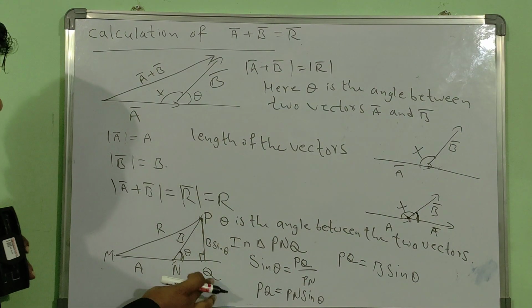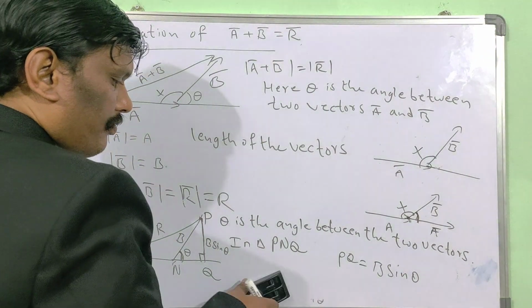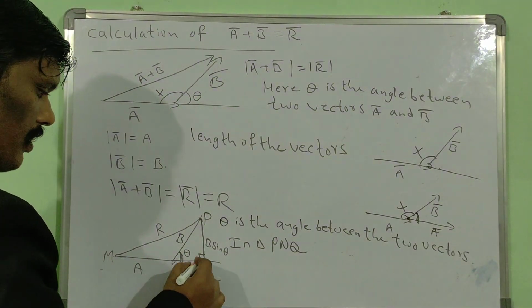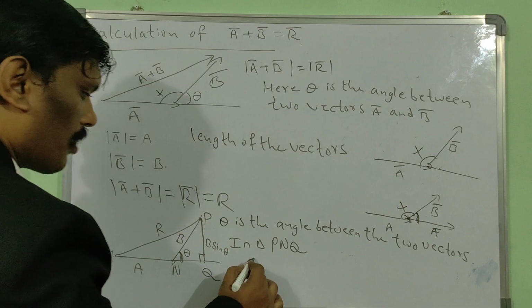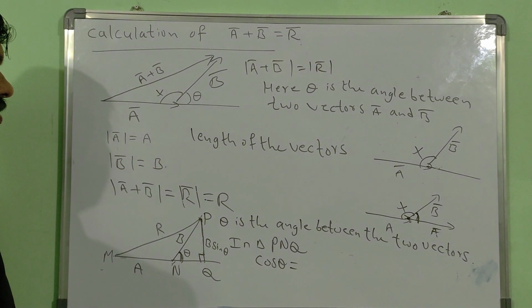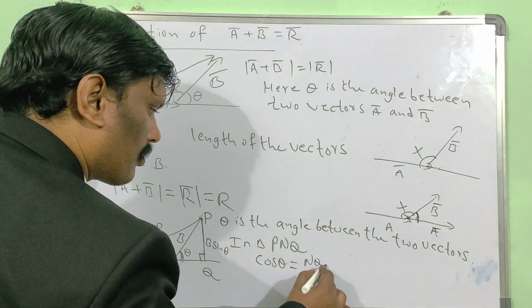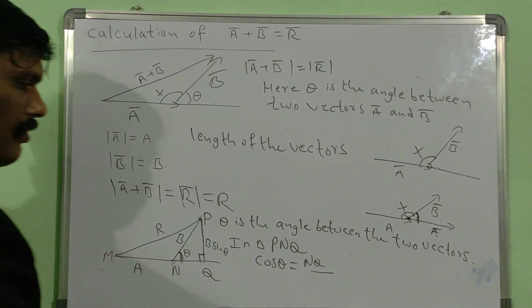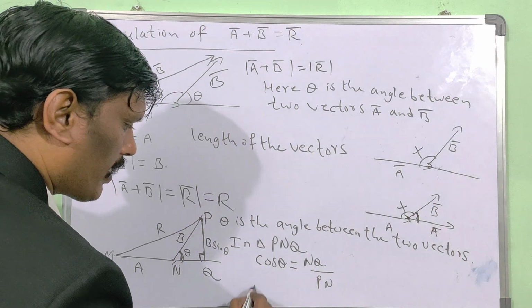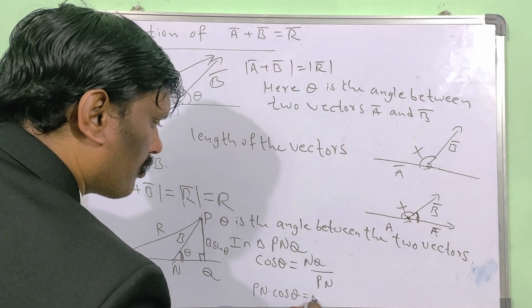Now I need to calculate NQ. For that, in the same triangle, I am going to consider PNQ. Now consider cos theta. Cos theta is equal to what? Adjacent side by hypotenuse. In this triangle, adjacent side is NQ and hypotenuse is PN. Transposing PN to the other side, I get PN into cos theta is equal to NQ.